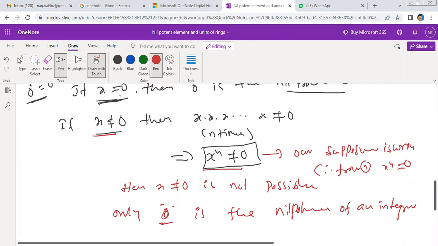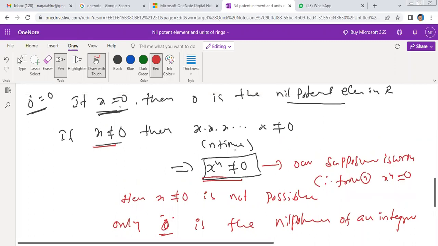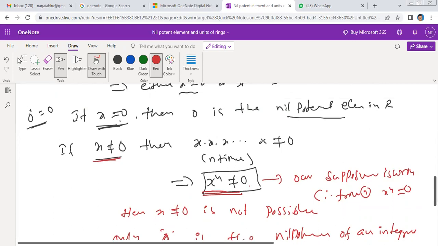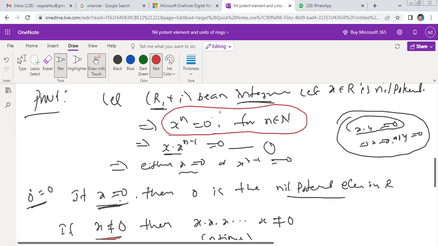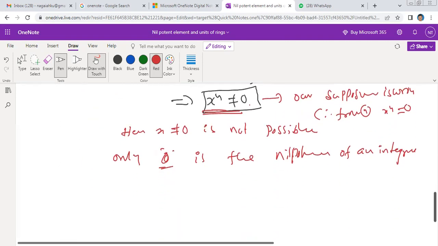I understand this point. Here, x power n is not equal to 0. If you take x not equal to 0, x to the power of n is not equal to 0, which is a contradiction to our supposition. The supposition was x power n is equal to 0, so it is not possible. So only x equal to 0 is the nilpotent element.